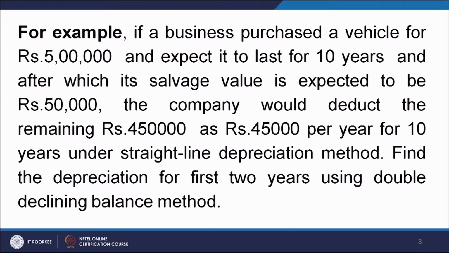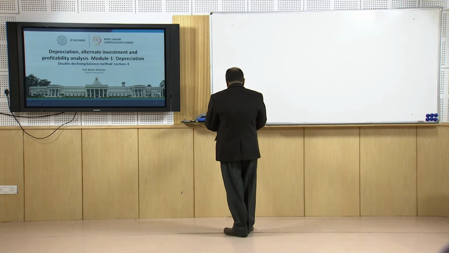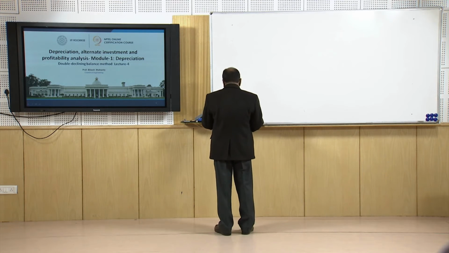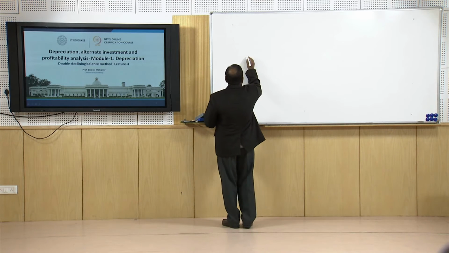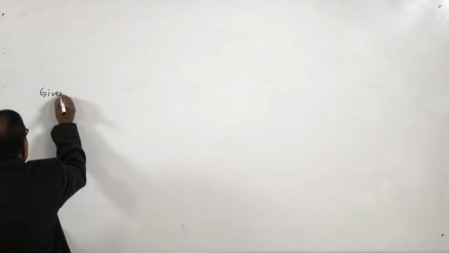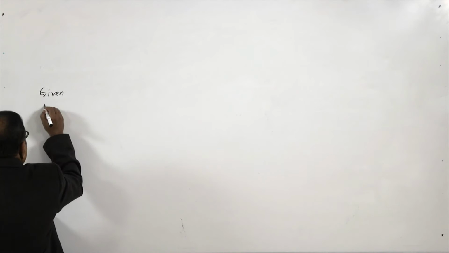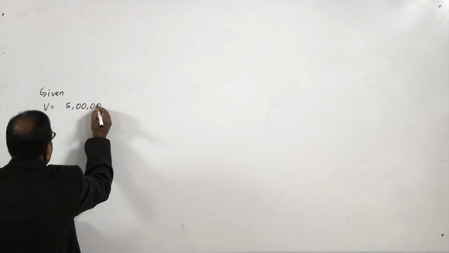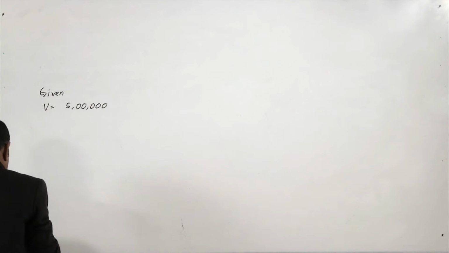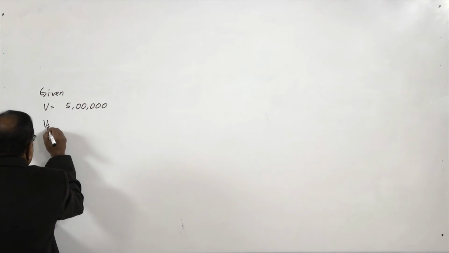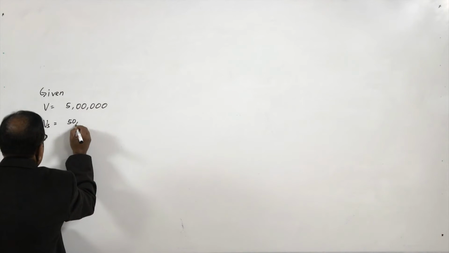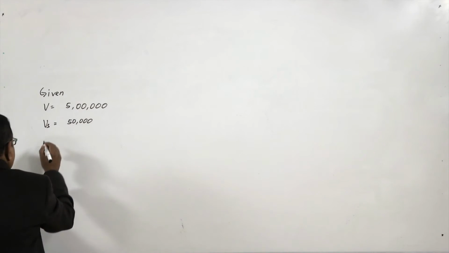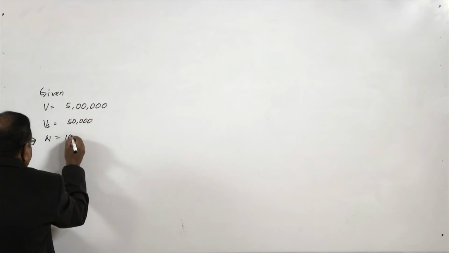Let us solve it on the board. Now, this is the example to demonstrate the double declining balance method. So, what is given? V is equal to 5 lakh, Vs is equal to 50,000, N is equal to 10.